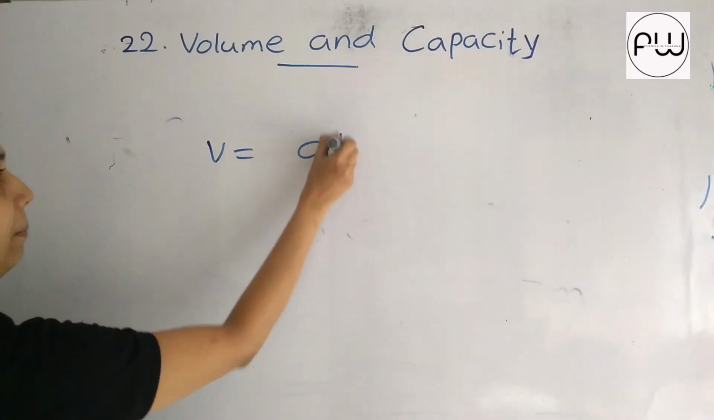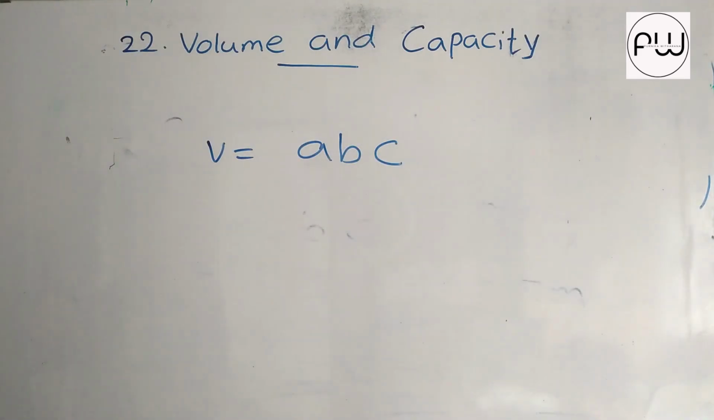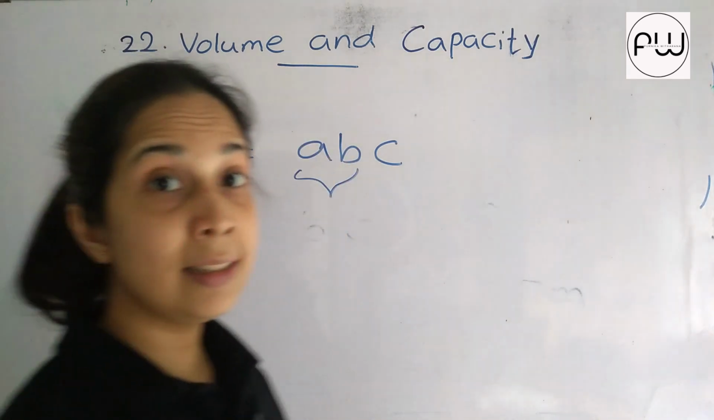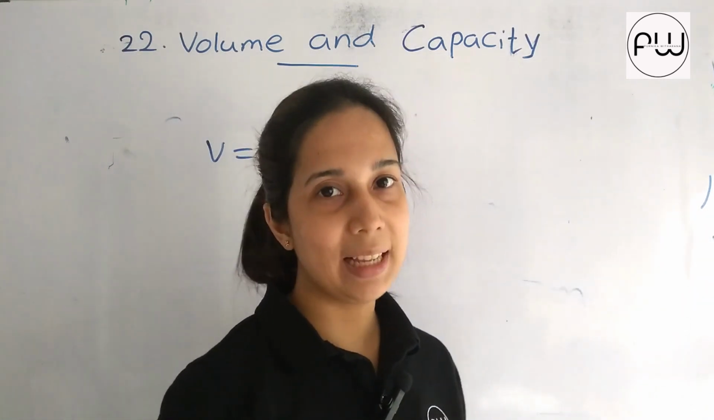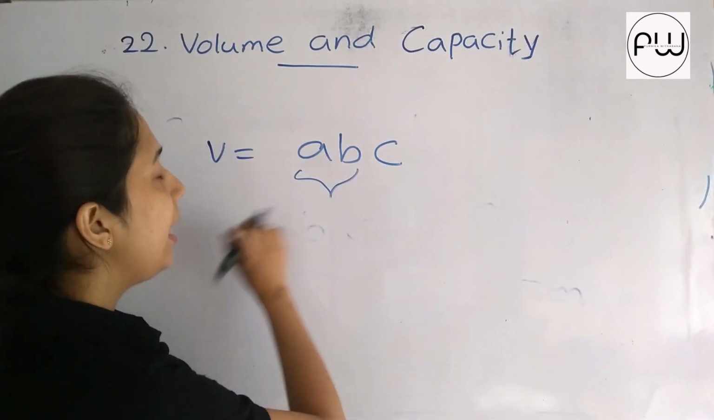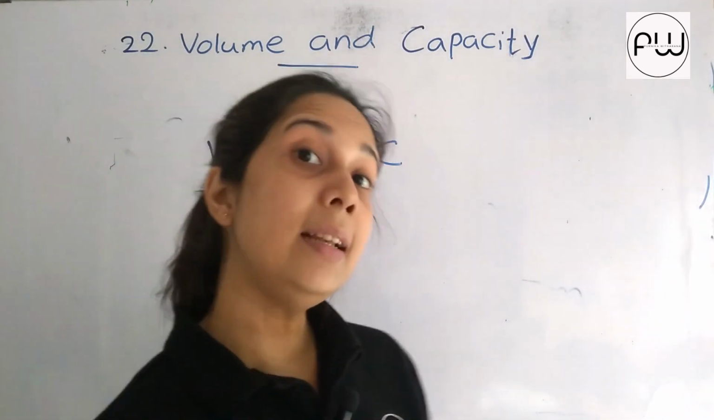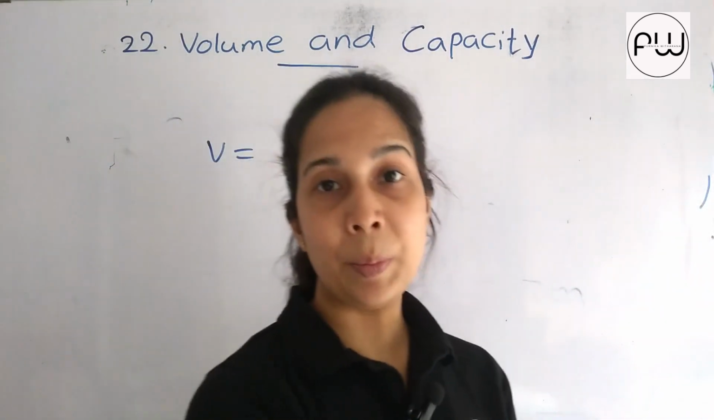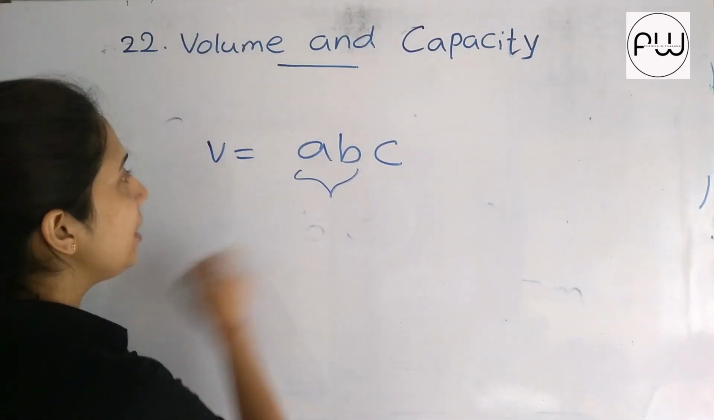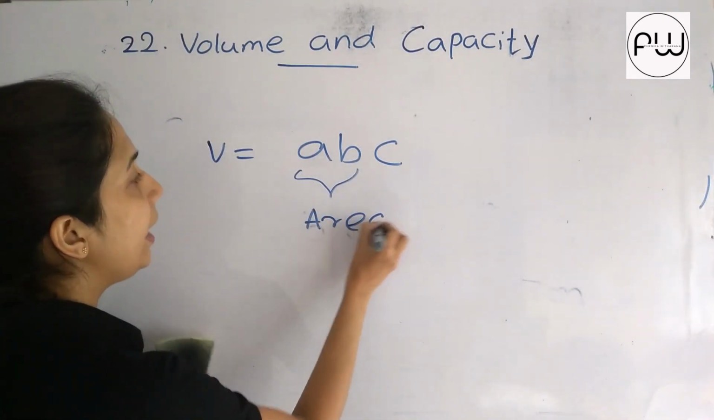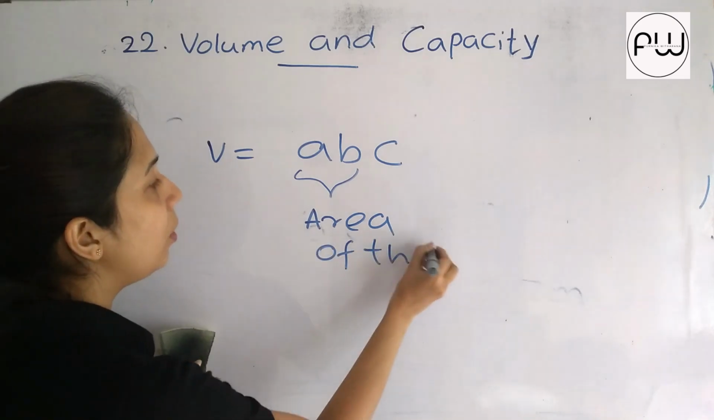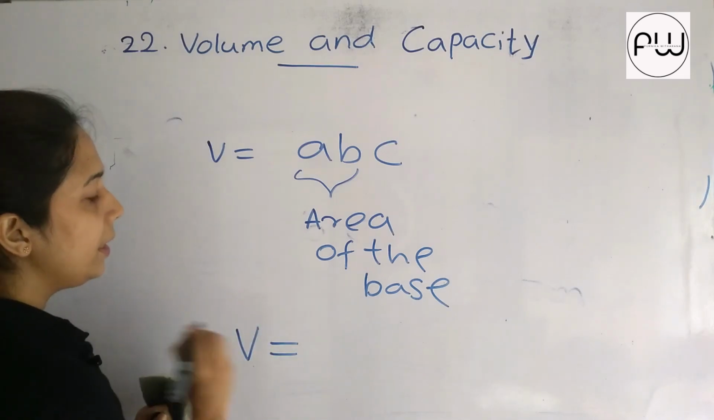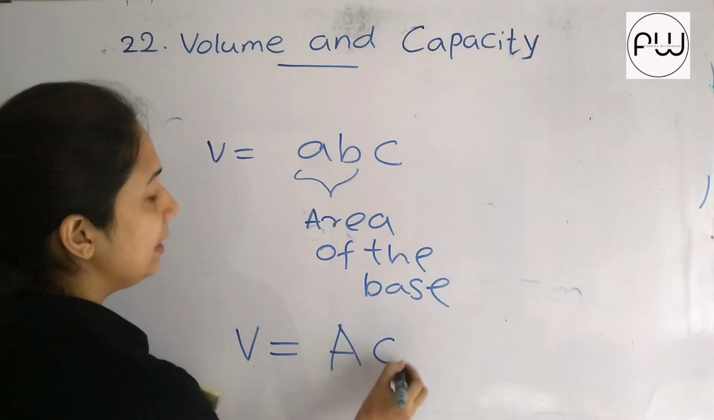V equals ABC, we can find another relationship. What is it? Multiplying length by breadth, we can find the area of the base, right? So when we multiply length by breadth, we find the area in square units. Multiplying the area by height, we again find the volume in cubic units. So length by breadth gives the area of the base. Right? So we can write this relationship again: V equals B times C.